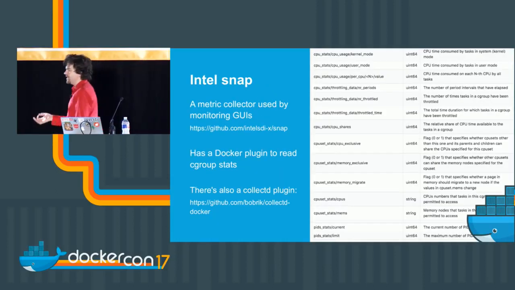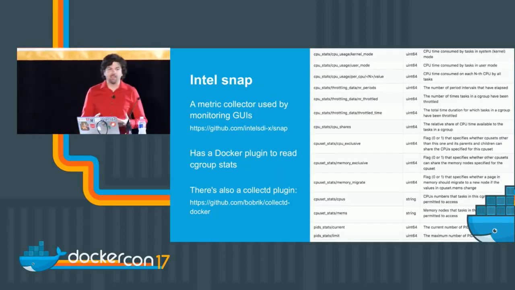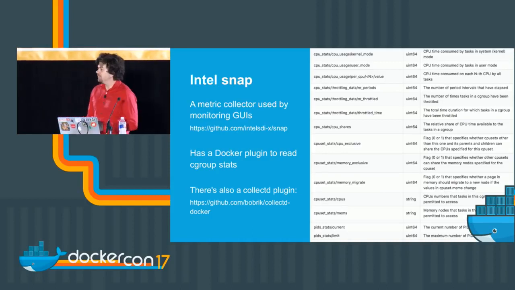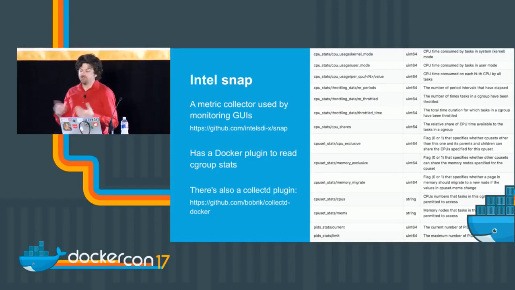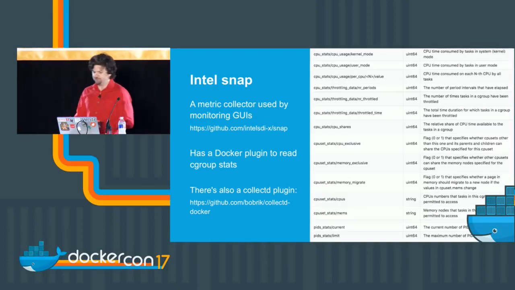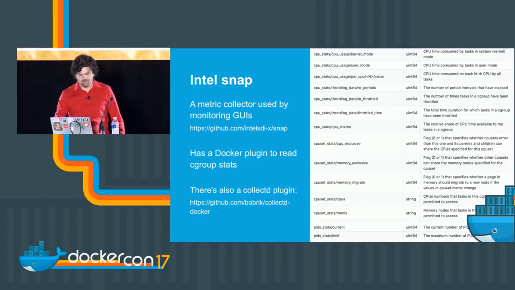I wanted to mention Intel Snap because Intel Snap already has a Docker plugin for pulling out the cgroup metrics, and that's a metric collector. There's a plugin for collectd as well, so depending on which one you're using.